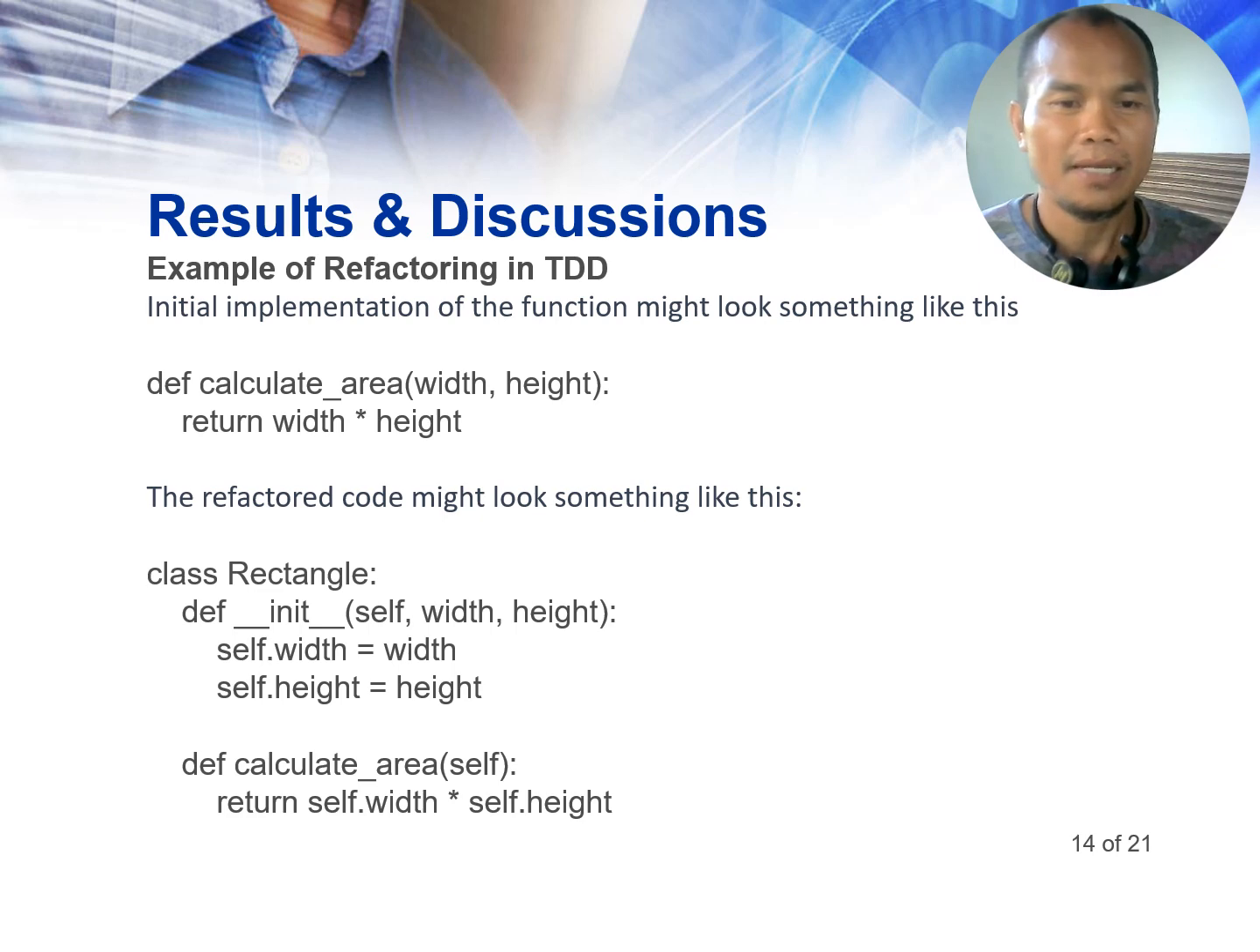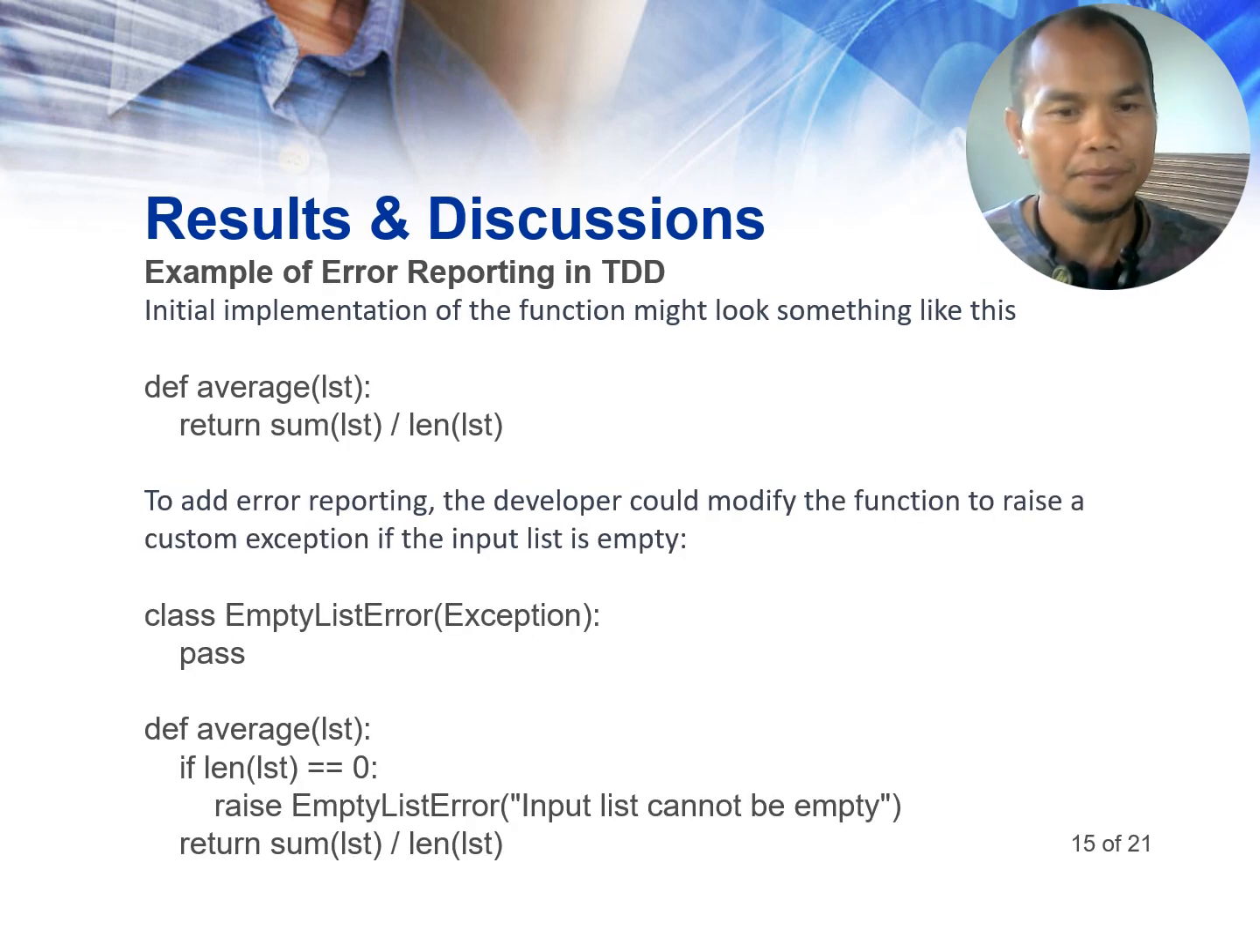And the next TDD code is the error reporting. Error reporting involves creating clear and informative error messages that help developers quickly identify and fix issues in their code. Here's an example. Suppose a developer is working on a function that calculates the average of a list of numbers. The initial implementation of the function might look something like this.